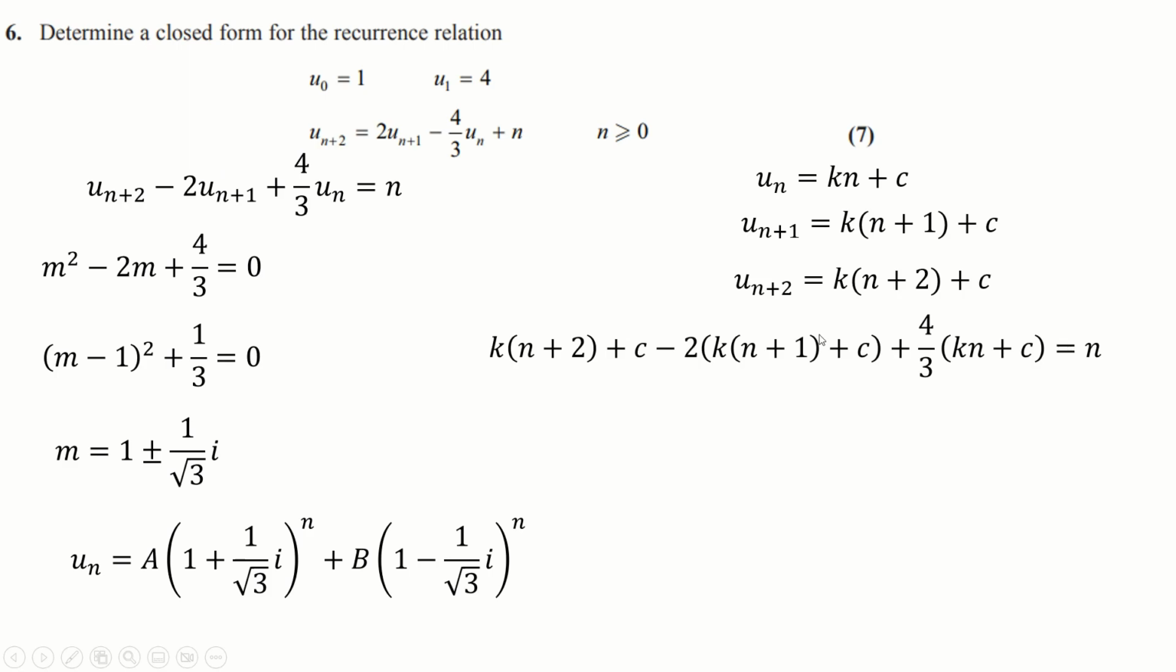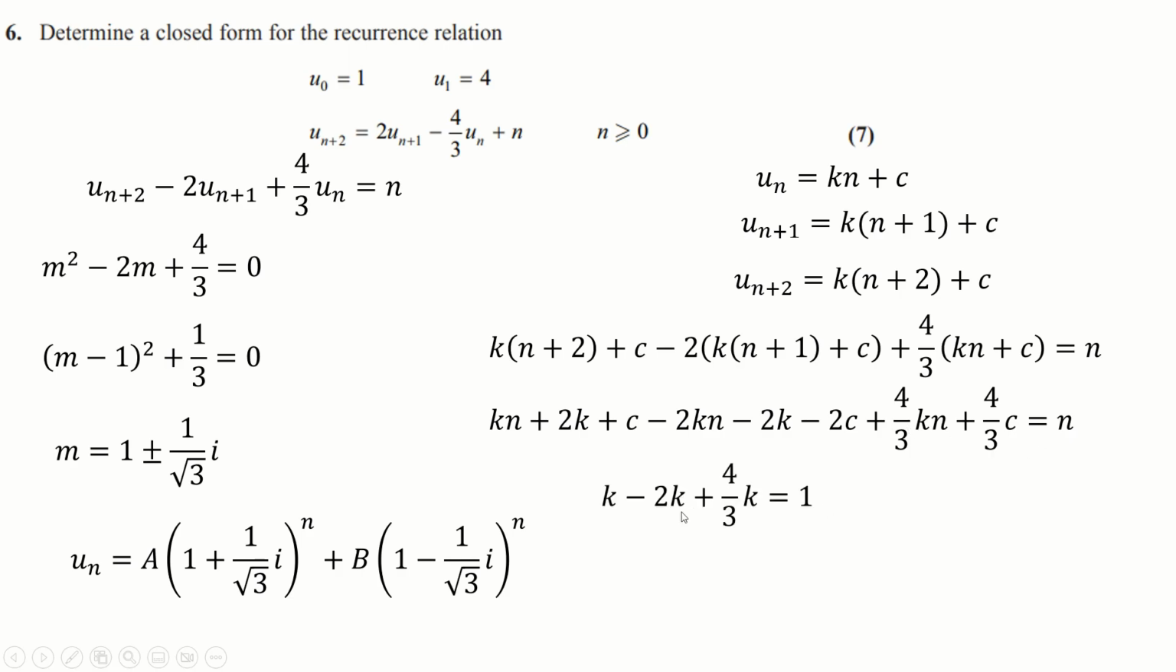And now we just need to compare, after we've kind of expanded it out, compare things that are n's and things that aren't n's. So over here we have kn's minus 2kn's plus 4/3 kn's must equal 1n. And so we solve for k. And then with the things that don't have an n next, then we have 2k plus c minus 2k minus 2c plus 4/3 c equals nothing.